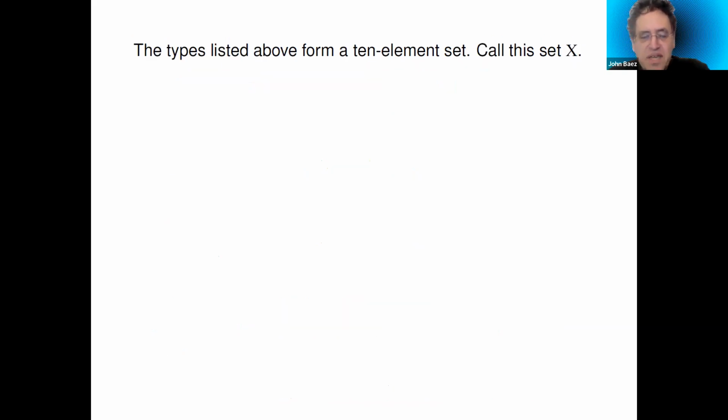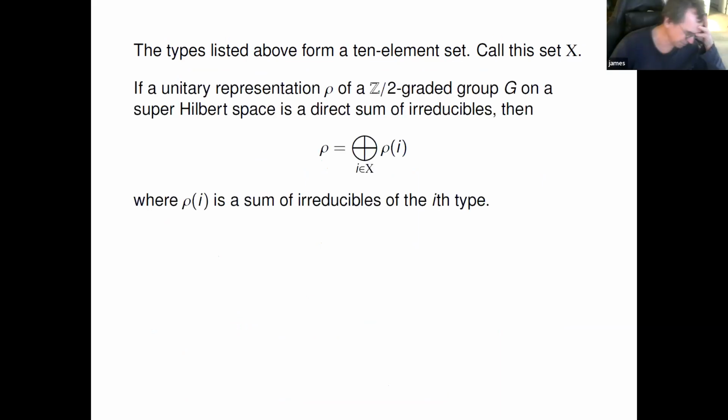So there are 10 kinds, which I've listed. Let's call the set of them 10, or X, or whatever. Just like we did before, if you have a unitary representation of a Z mod 2 graded group on a super Hilbert space, and it's completely decomposable into irreducibles, then you can put this 10-fold grading on it, where you chop it up into the 10 different kinds of irreducibles.